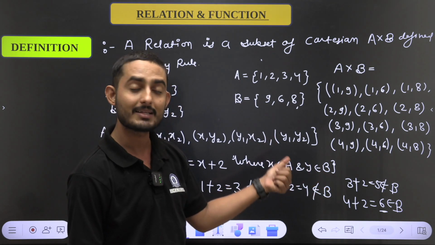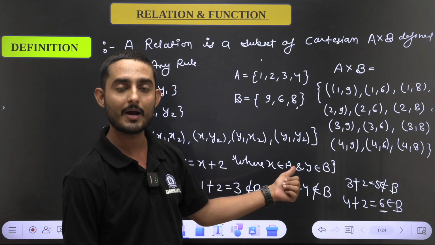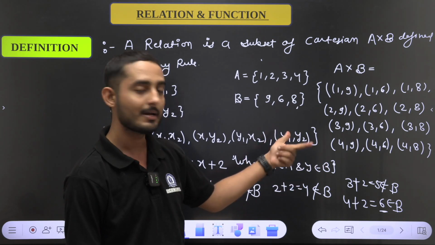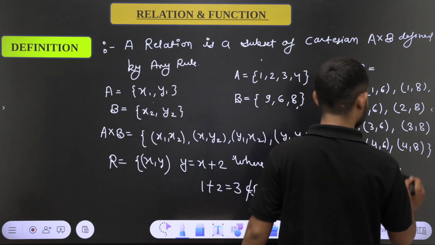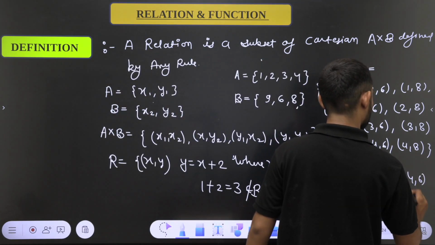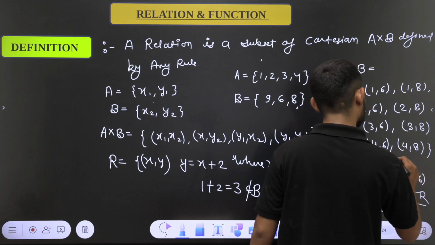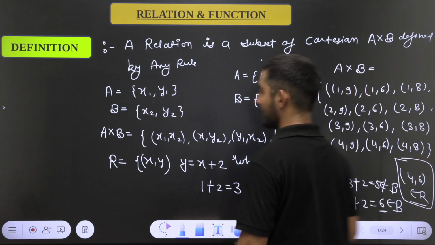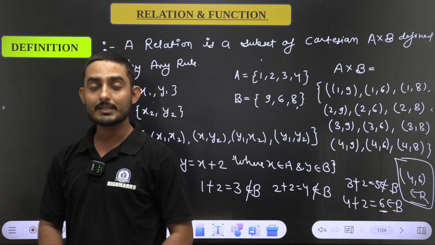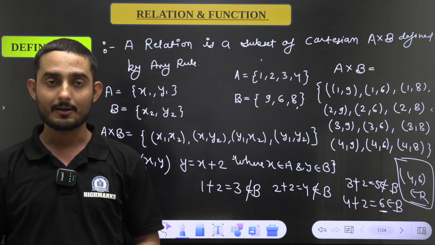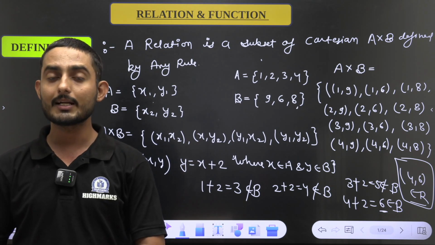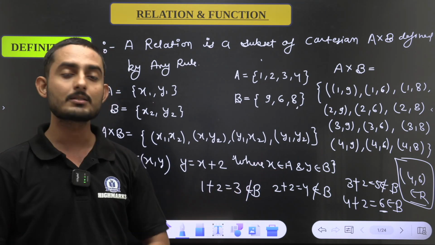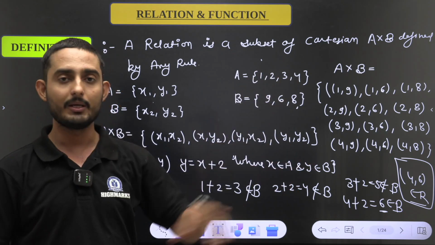That means the value of X comes from A and the value of Y comes from B. X belongs to A and Y belongs to B. So (4, 6) belongs to the relation. There is only one element in the relation. It means (4, 6) is in the relation R, and in the Cartesian product there are many elements, and (4, 6) is a subset of this A cross B.